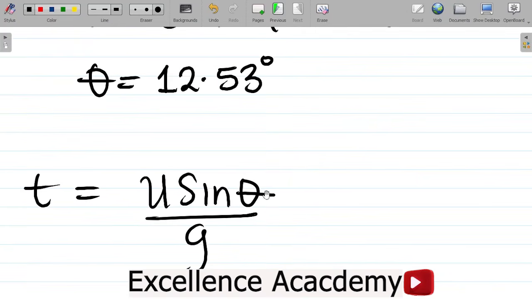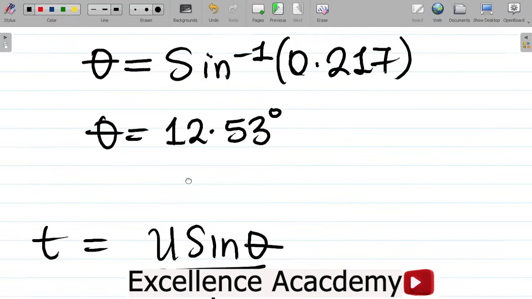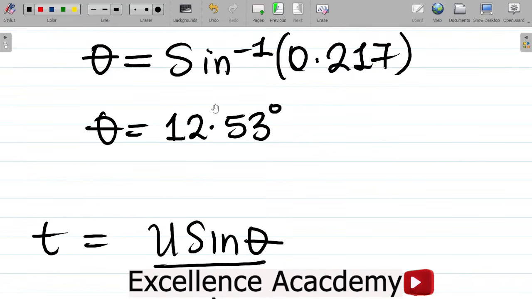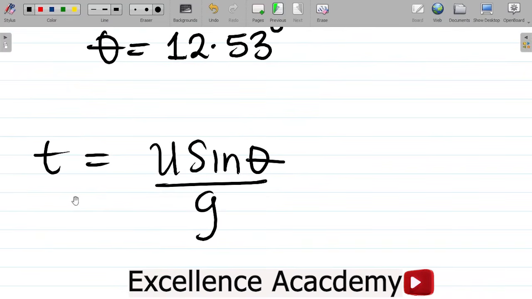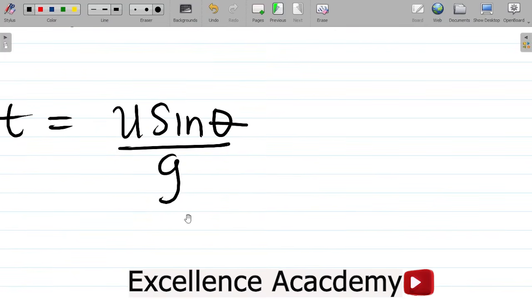So you now see why we had to find the value of theta first, because we didn't have it. So we use the concept of maximum height to find the value of theta first, and then from there we can now find the time it takes the arrow to move from the maximum height back to the plane of projection.